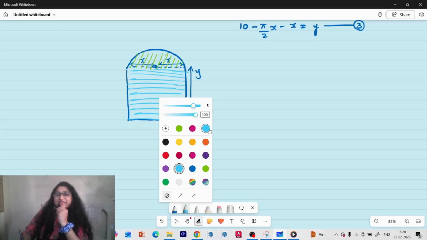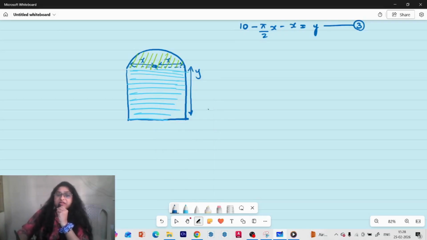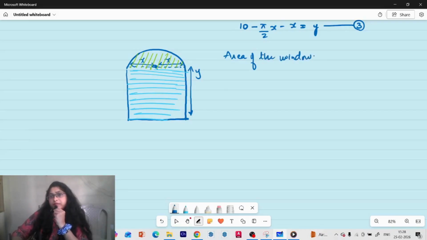Okay. Alright. So now that we are clear with this, area of the window is equal to area of semicircle plus area of rectangle.